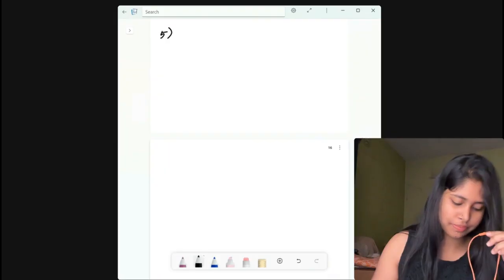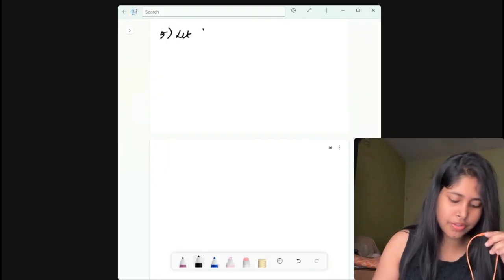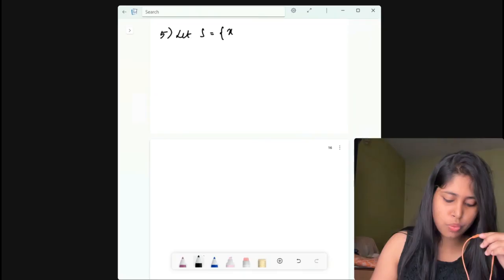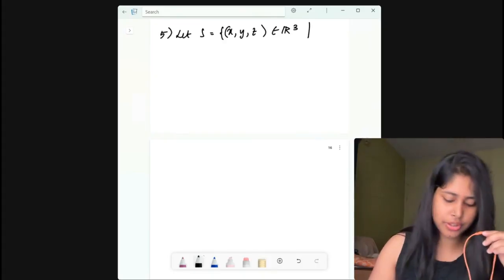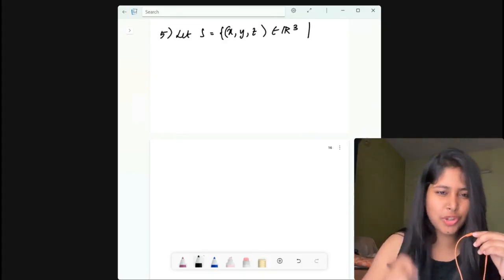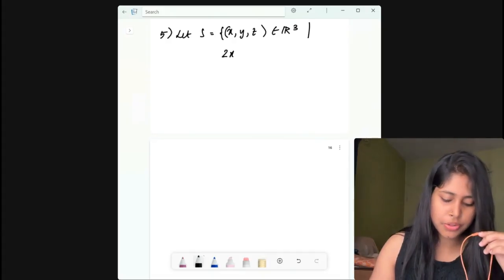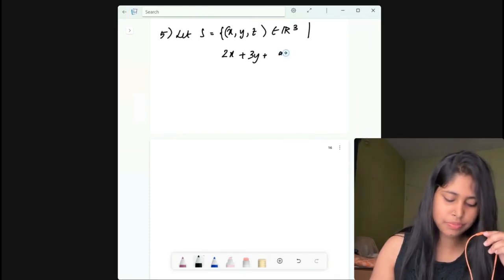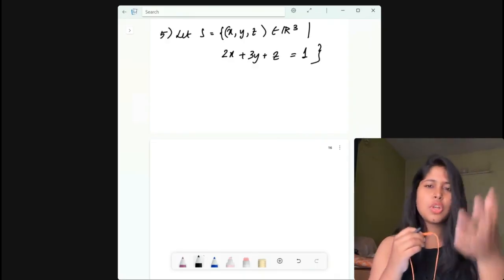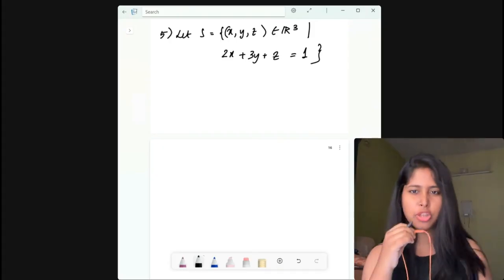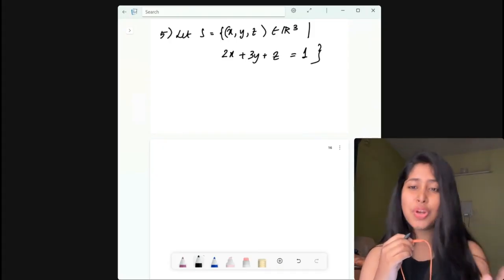Now see, let S equal the set of x, y, z belonging to R3. And what is the given condition here? The given condition here is a little change: 2x plus 3y plus z is equal to 1. Now this looks very familiar with the previous question, right? But you should not get fooled.